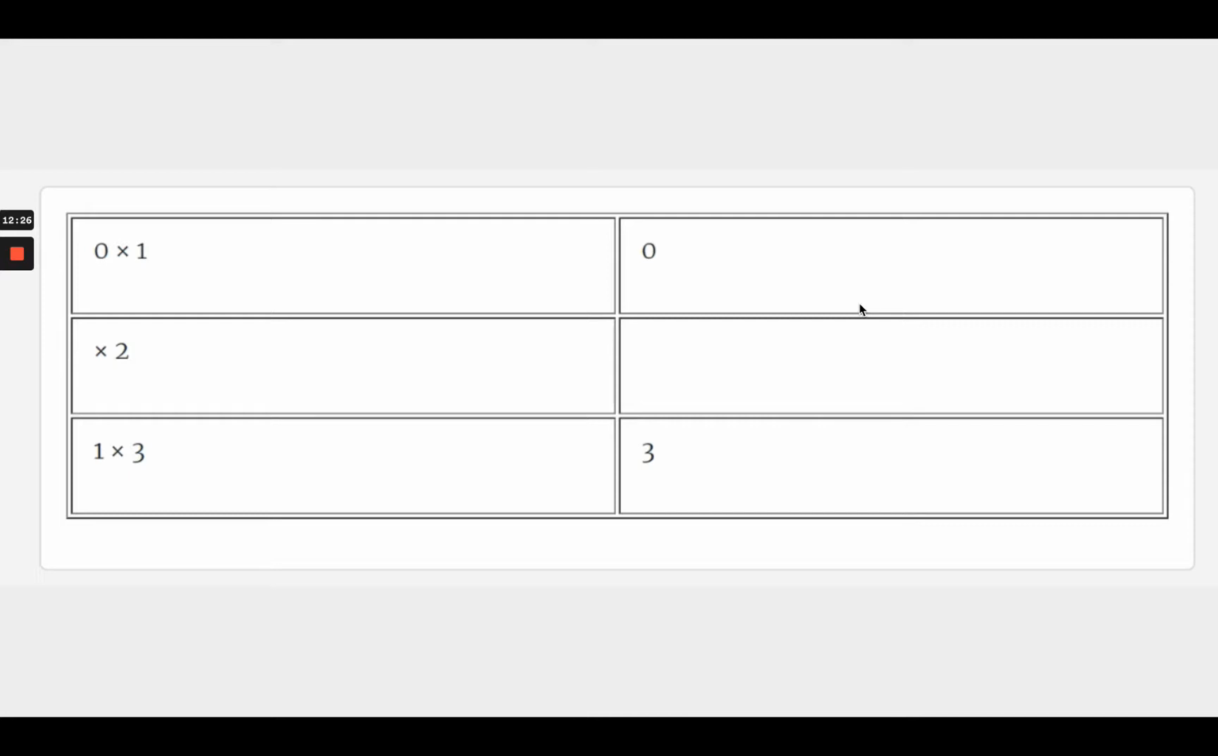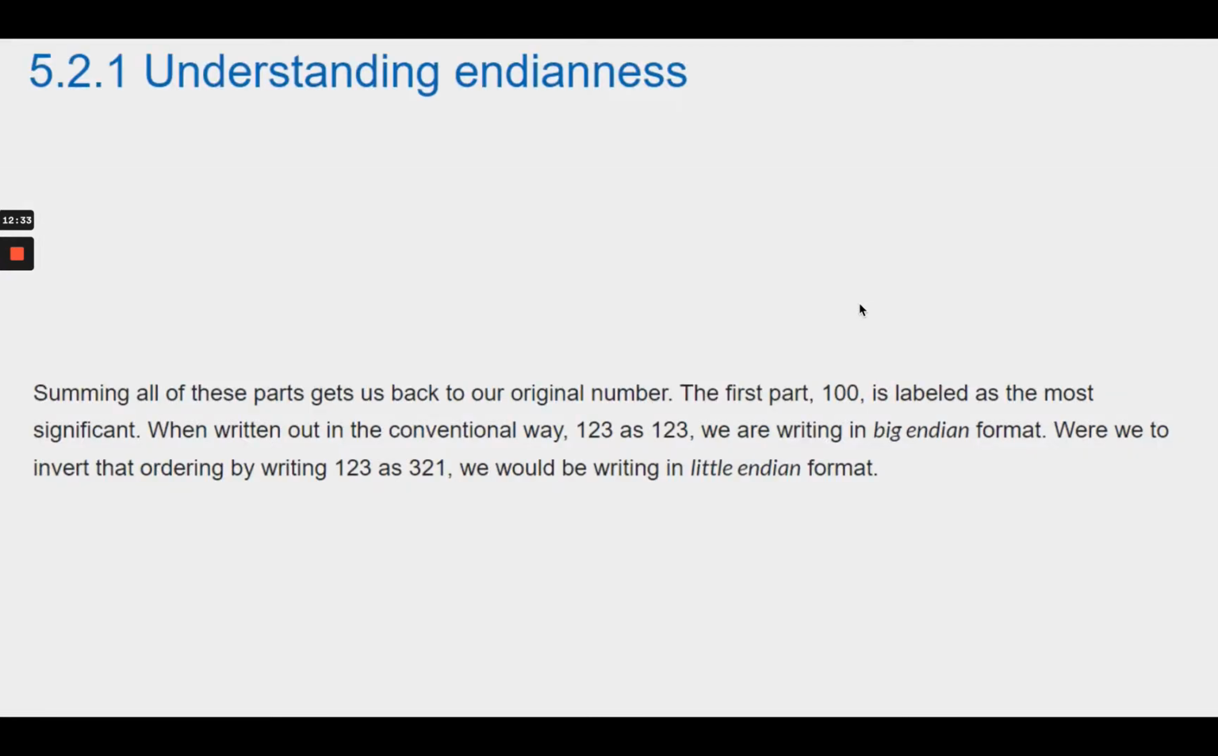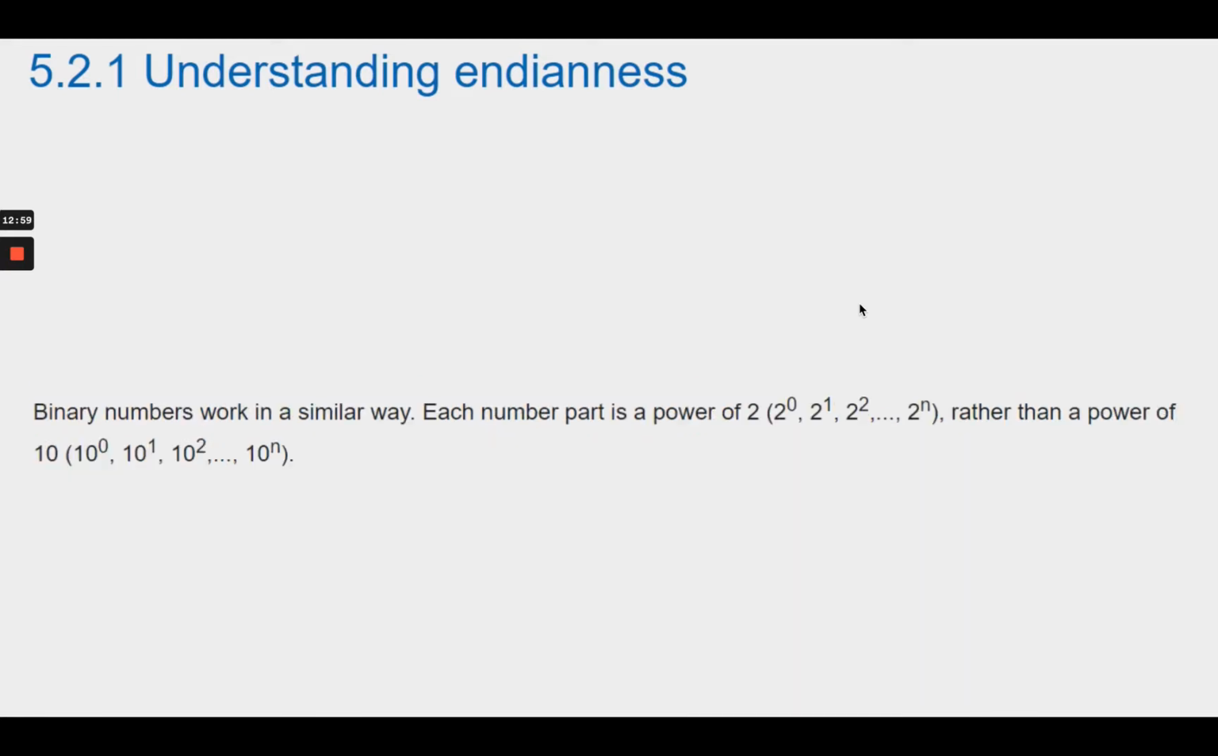To take you back to when you learned addition, we can factor the number 123 into 3 parts. Summing all these parts gets us back to our original number. The first part, 100, is labeled as the most significant. When written out in the conventional way, 123 as 123, we are writing in big endian format. Were we to invert that ordering by writing 123 as 321, we would be writing in little endian format.